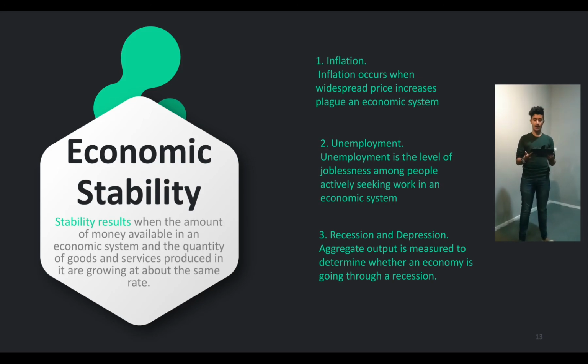The second one is unemployment. Unemployment is the level of joblessness among people actively seeking work in an economic system. The third one is recession and depression. Aggregate output is measured to determine whether the economy is going through a recession. We can check for recession every 6 months. If every 6 months the indicator is always going down, it means we're going through a recession.